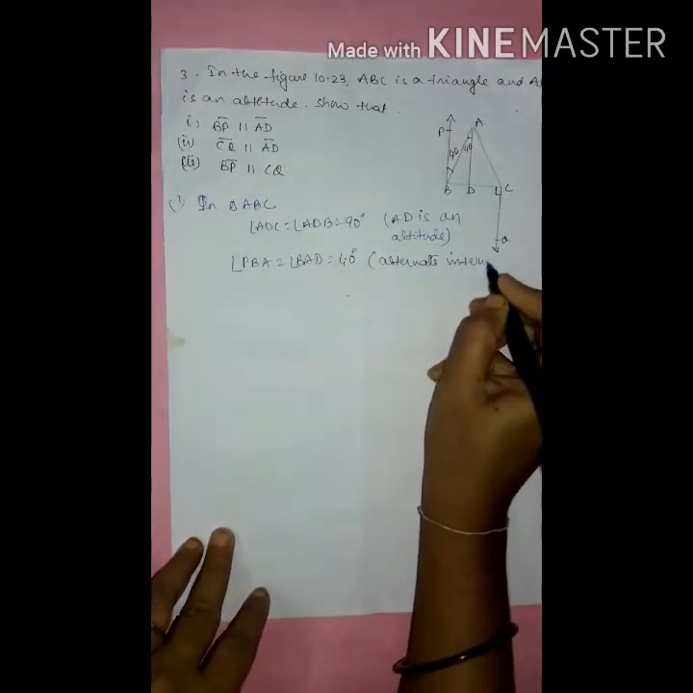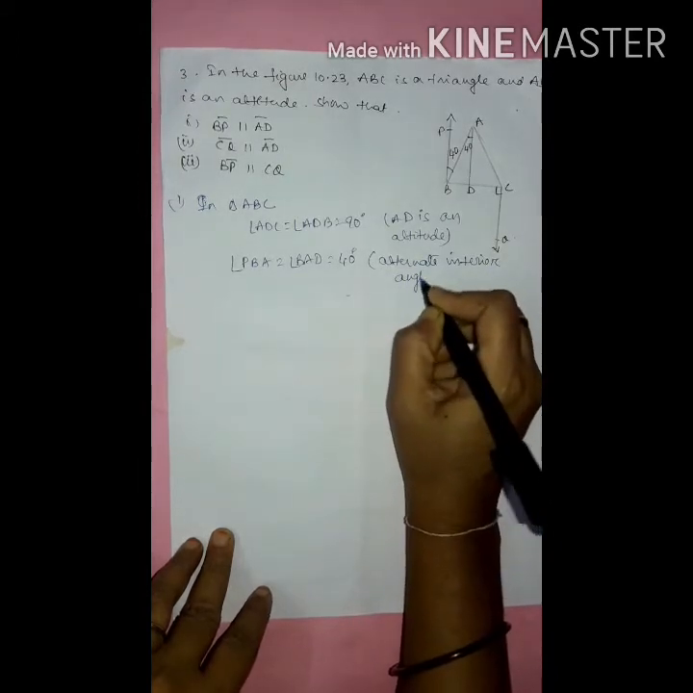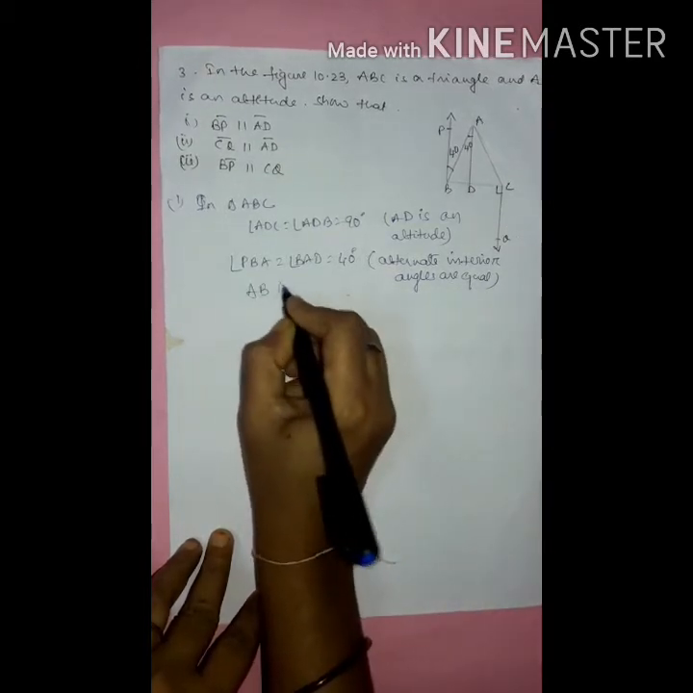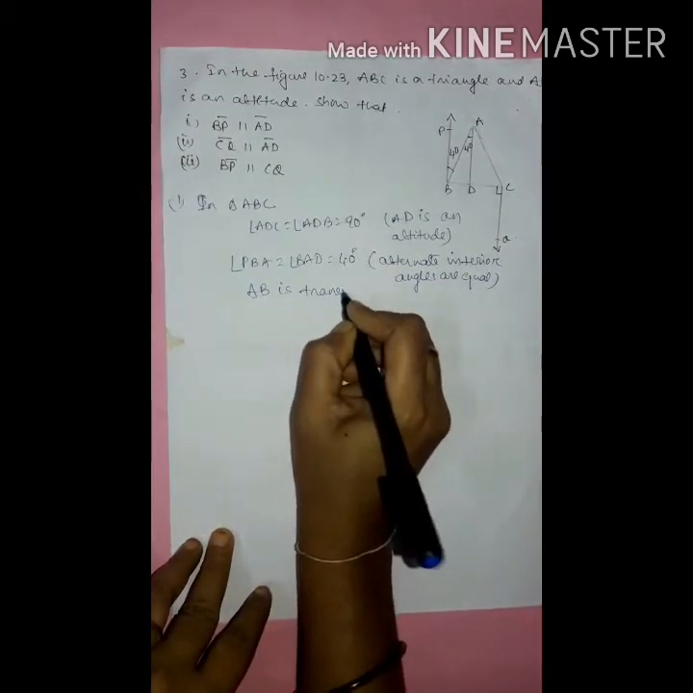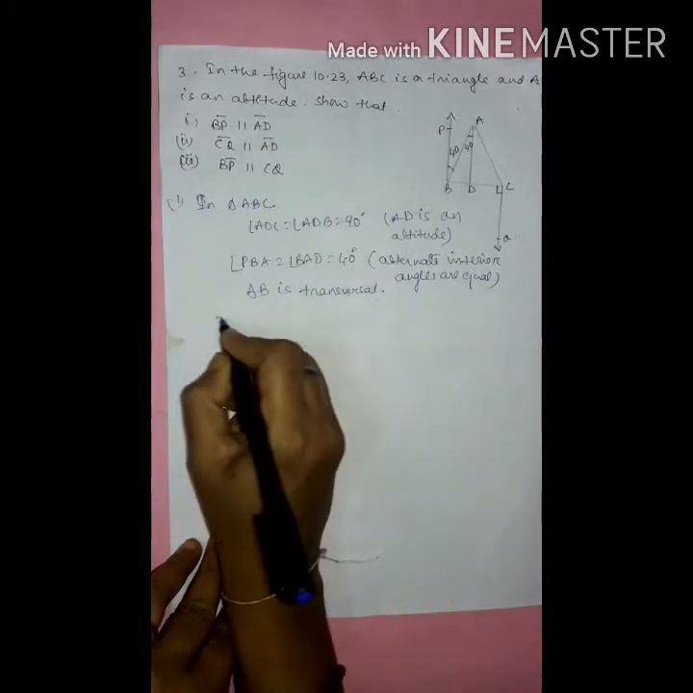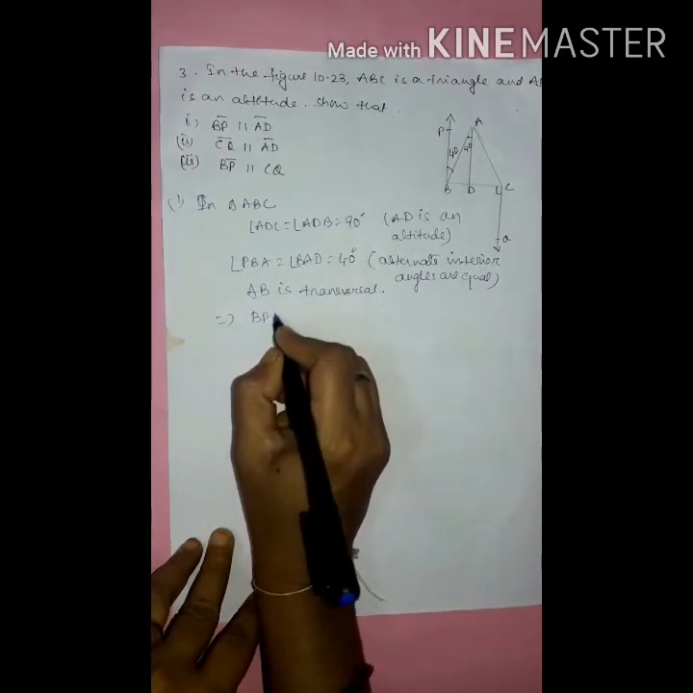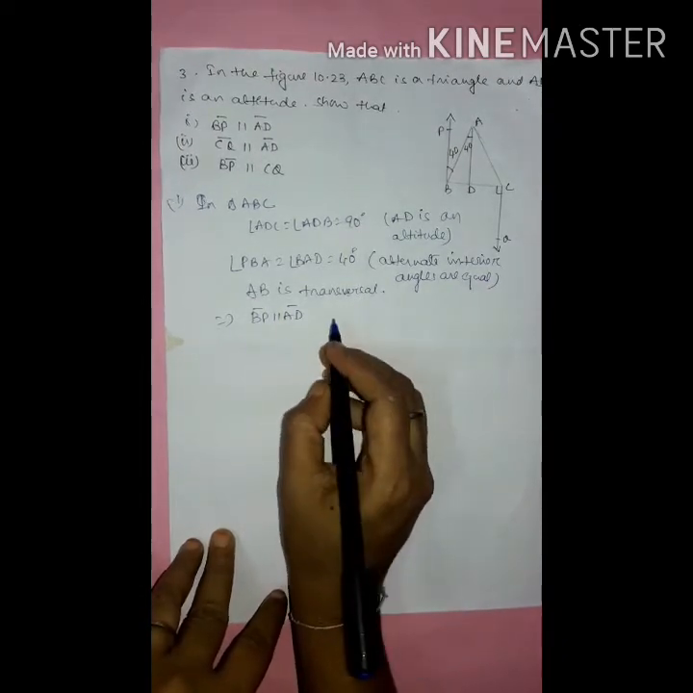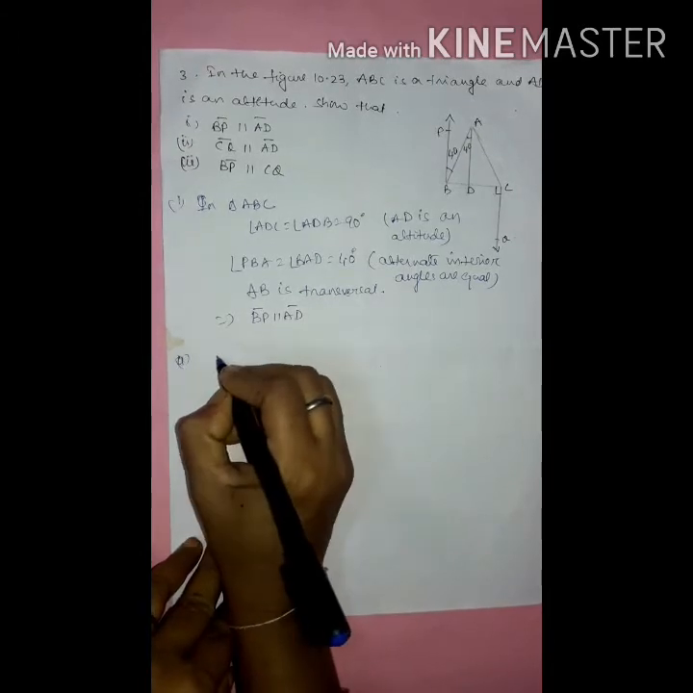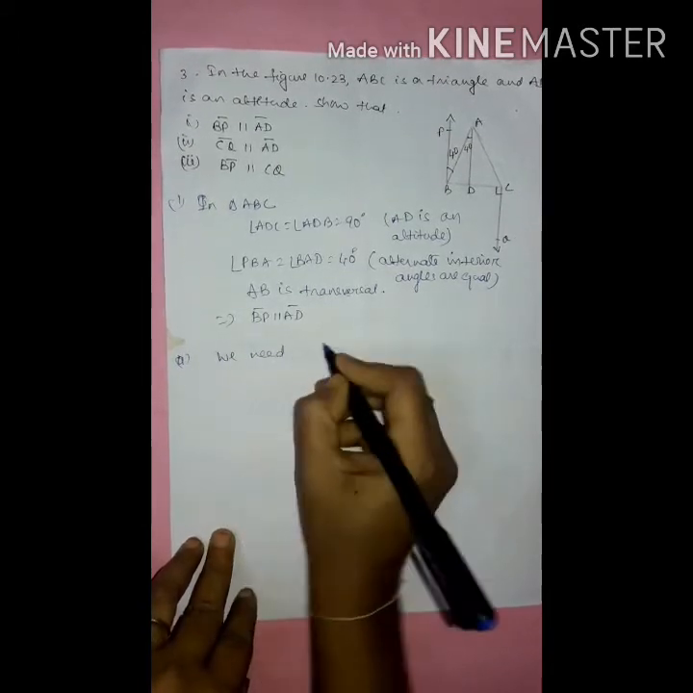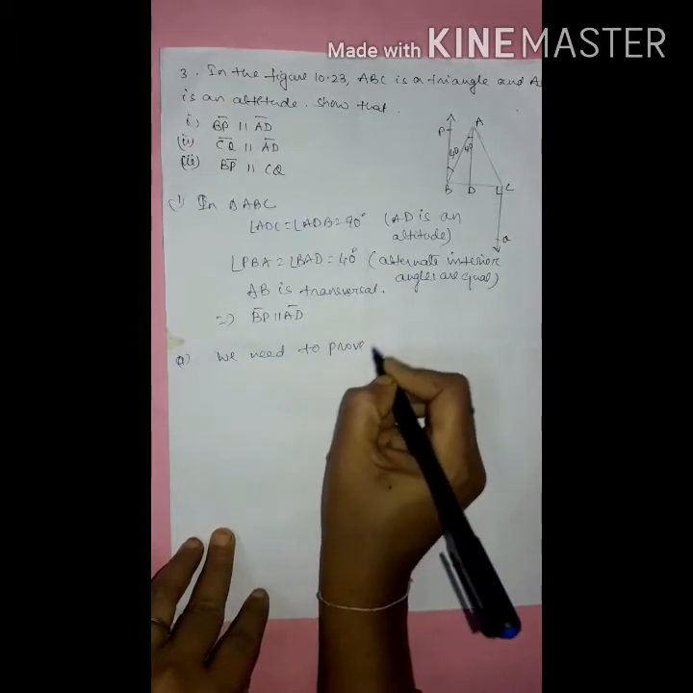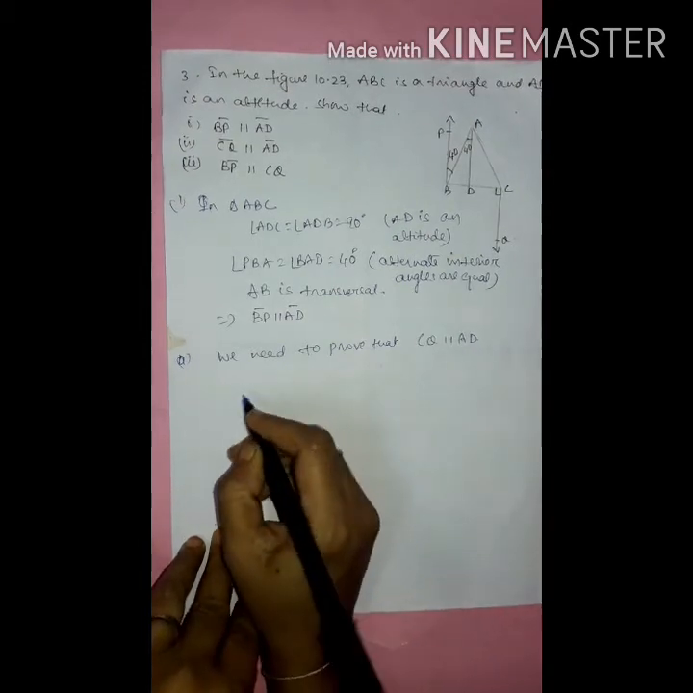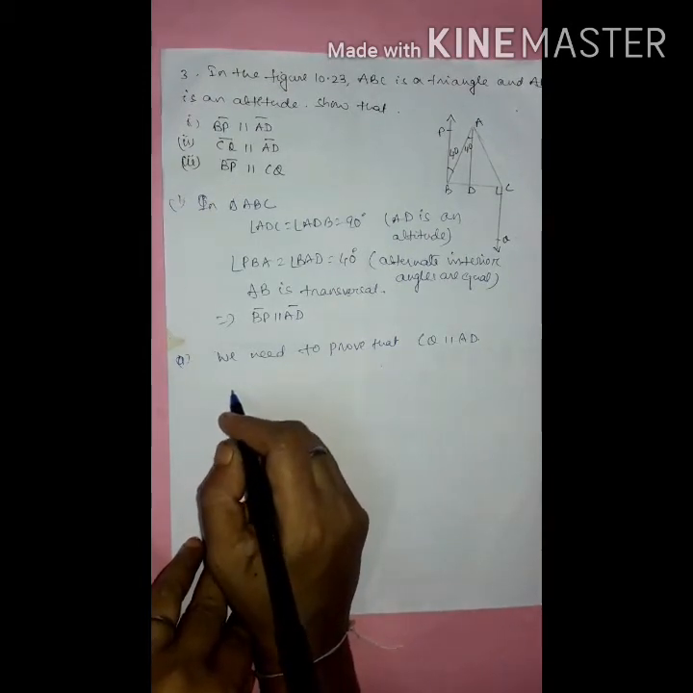Alternate interior angles are equal. AB is the transversal. This implies BP is parallel to AD. Proved. Next, we need to prove that CQ is parallel to AD.